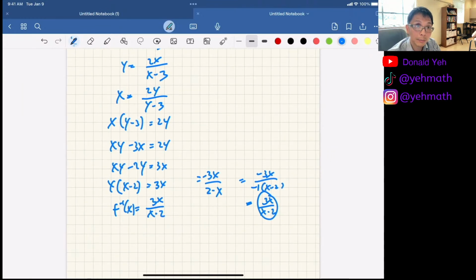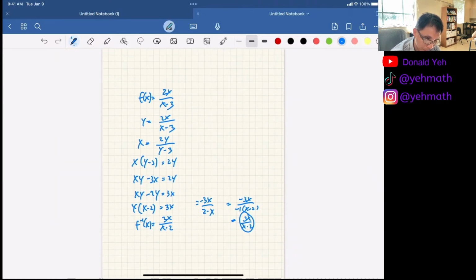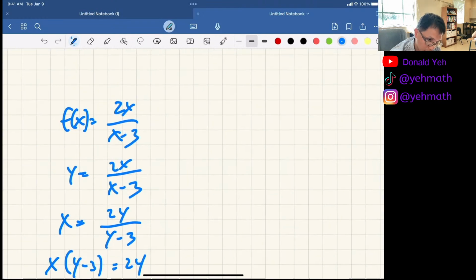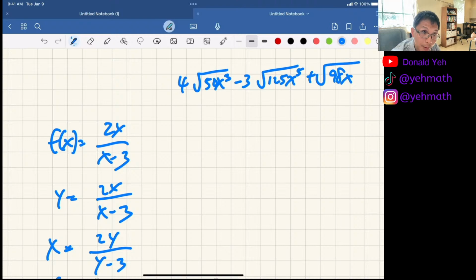Isabella asked me something, 27 or 28, I forgot. 27, I think somebody asked me that earlier, so now I'm going to go over that. For 50x to the third minus 3, 125x to the fifth plus 98x to the third.